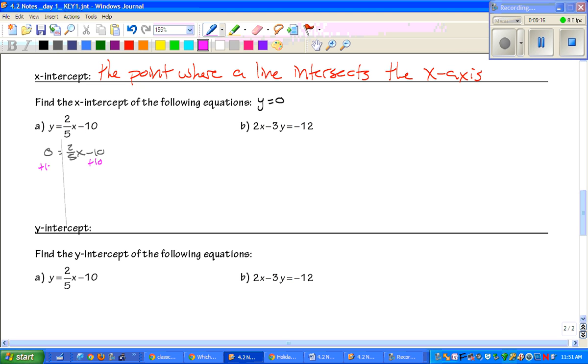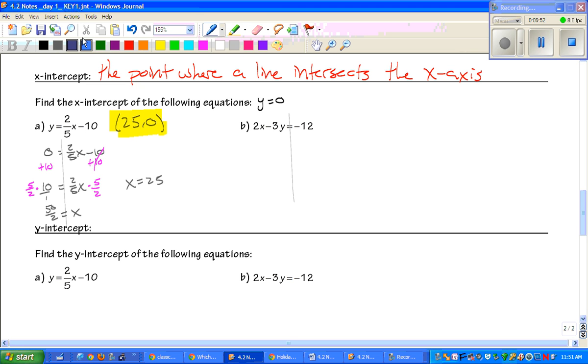So add 10 to both sides. We get 10 equals 2/5 x, and how do we get rid of a fraction? By multiplying by the reciprocal. That's 10 over 1, which gives us 50 over 2 equals x, and 50 over 2 reduces to 25. So the point that they want to know would be 25, 0 would be our final answer. Okay?